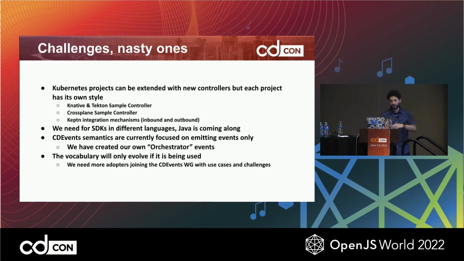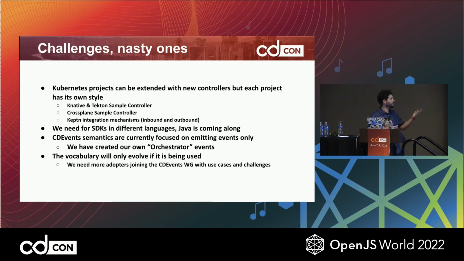CDEvents are currently focused on the events side of things, and this is something that we will need to figure out in the group: how we tackle actions based on events. Like how do you semantically express that you want to do something when that environment gets created? How do you specify that? How does that look? Does it look like an event? It's more like a request, it's not an event. So we just need to figure out how that works.